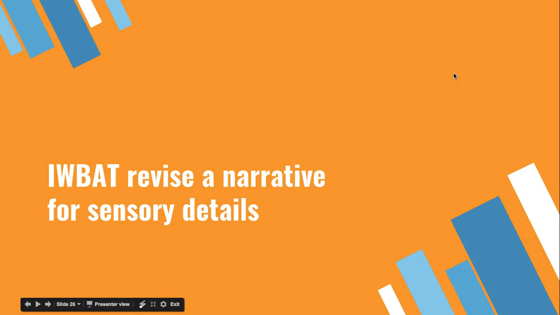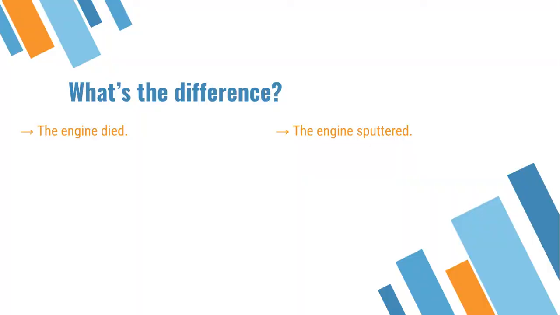Today we're going to make our writing stronger by revising a narrative for sensory details. First, let's compare a few sentences. What's the difference between the engine died and the engine sputtered? Both of these sentences kind of say the same thing, but if you actually try to imagine what this would sound like, the word sputtered is a lot more specific than the word died. You can actually hear what this one would sound like.